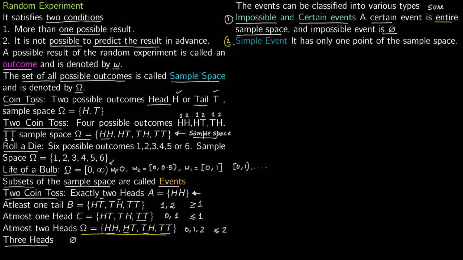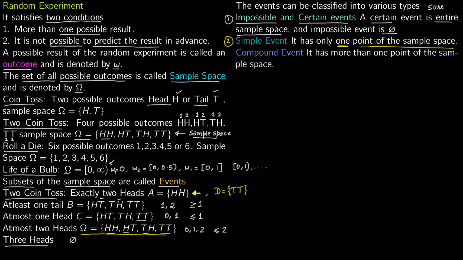Second, we talk about a simple event. A simple event has only 1 point of the sample space. So exactly 2 heads is just 1 point of the sample space. The sample space is 4 points: head head, head tail, tail head, tail tail. So 1 point is just head, head. So this is a simple event. Another simple event we can construct, D, is say, 2 tails. So this is another simple event.